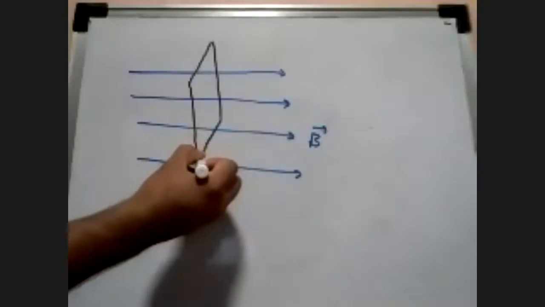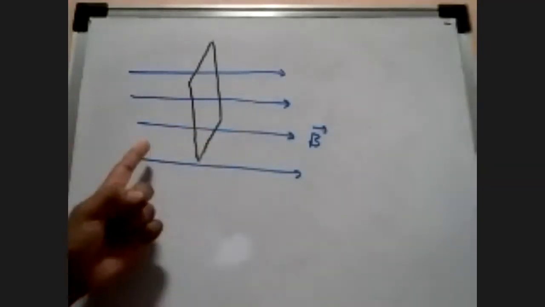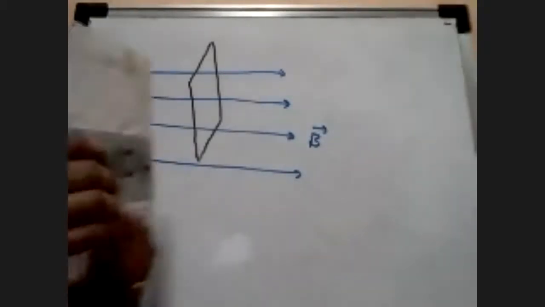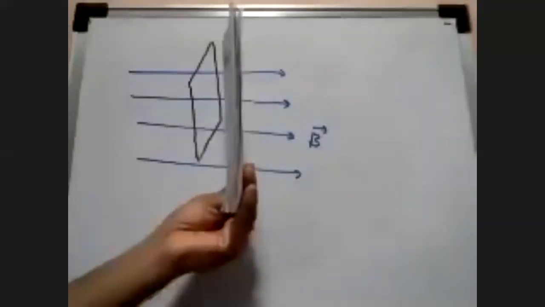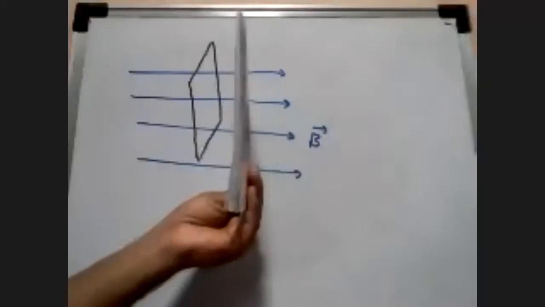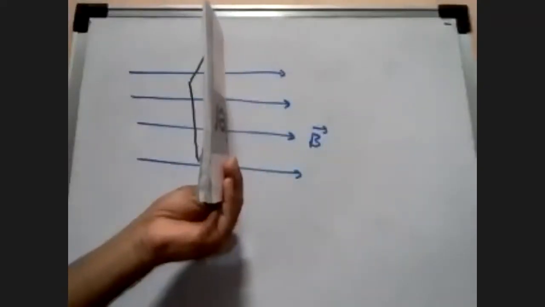Okay, my initial position was somewhat like this. Basically, it is case number 1, students. Here the magnetic field and the loop are perpendicular to each other. It's like this. I have to show it in 3 dimensions, but just understand that the magnetic field and the loop are perpendicular.